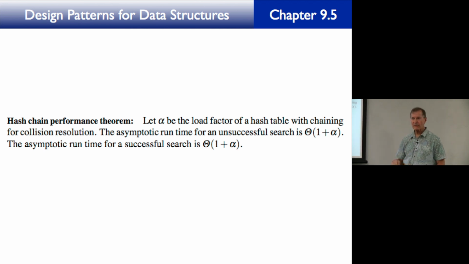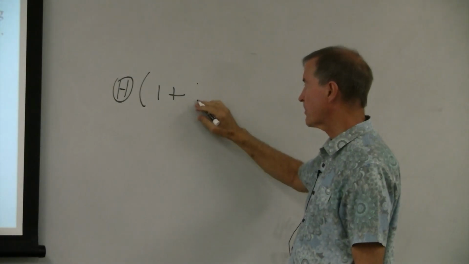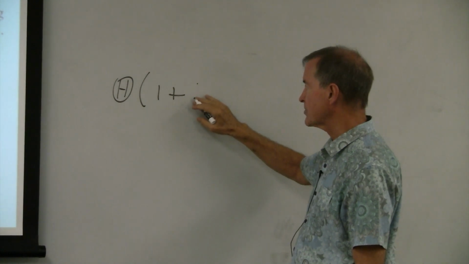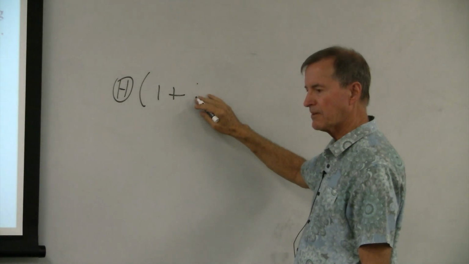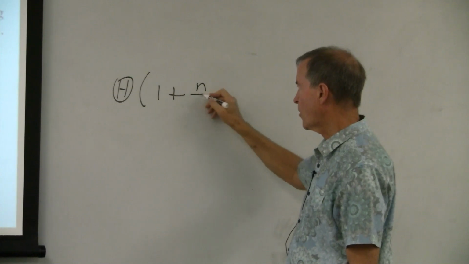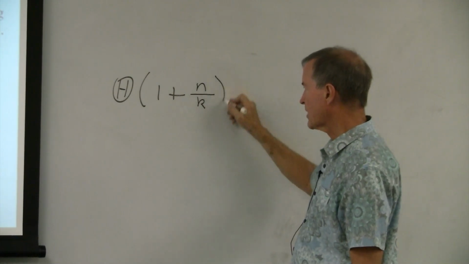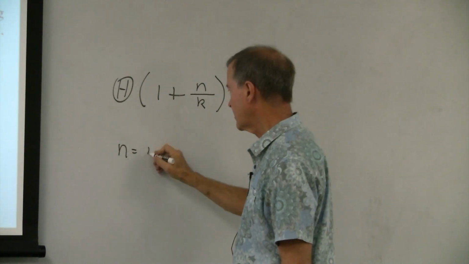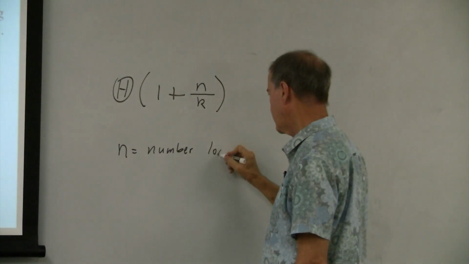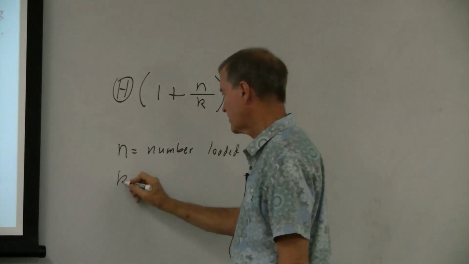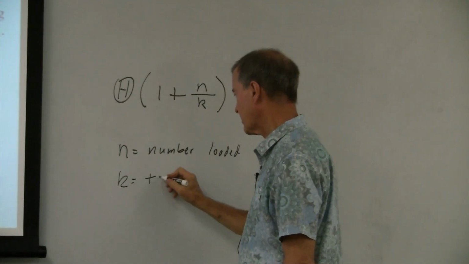Now, why do we have this 1 plus alpha? Why do we have this 1 plus? It's big theta of 1 plus alpha, but do you remember the definition of alpha? Yeah, it is a number, but what is the definition? It was something divided by something. It was n over k, where n is the number loaded, and k is the table capacity.